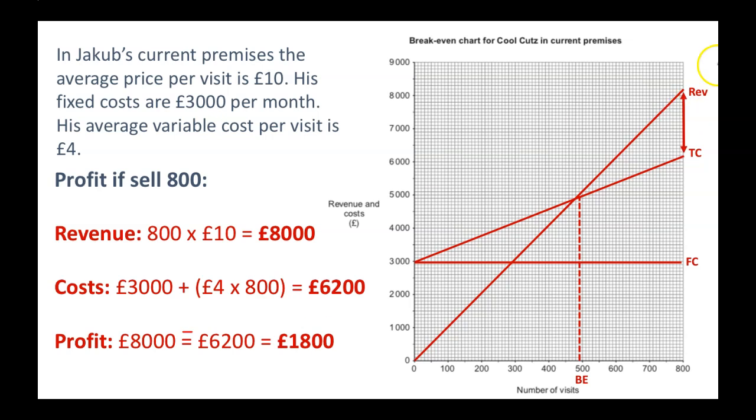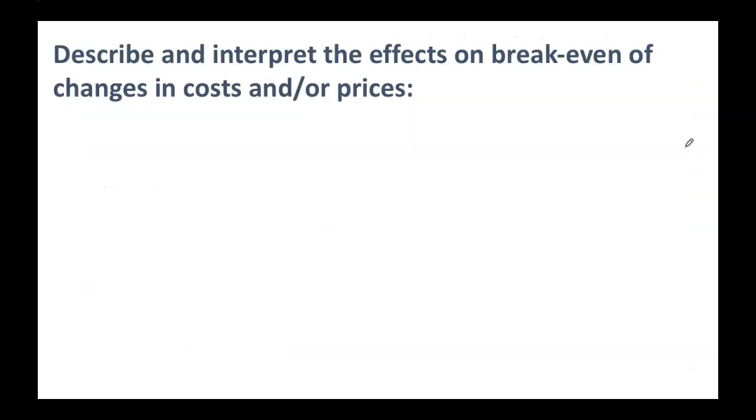The other method, you could just look at your graph and read the numbers off there. So that's going to be 8,200. That's going to be 600. And the distance between that and that is going to give you your profit.